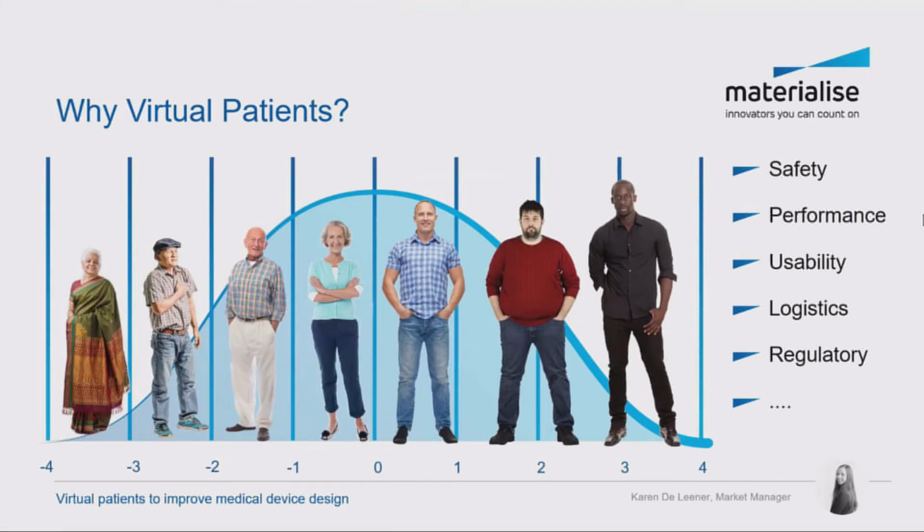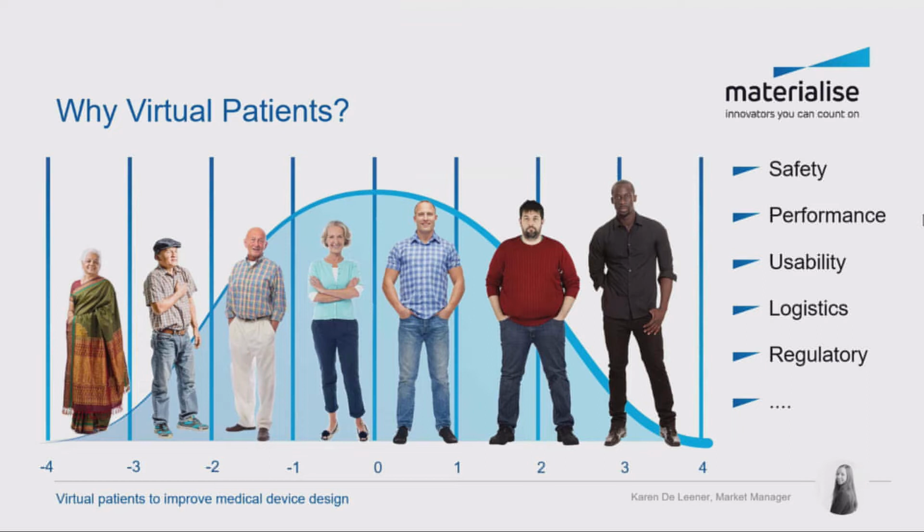Well, most of you might know that it's a challenge to design a device that will work equally well on everybody. On one hand, patients come in all shapes and sizes, but on the other hand, medical devices usually have a limited number of sizes, but they do need to fit all the people on the bell curve. And one key aspect of variability is, of course, the anatomy of each individual patient.